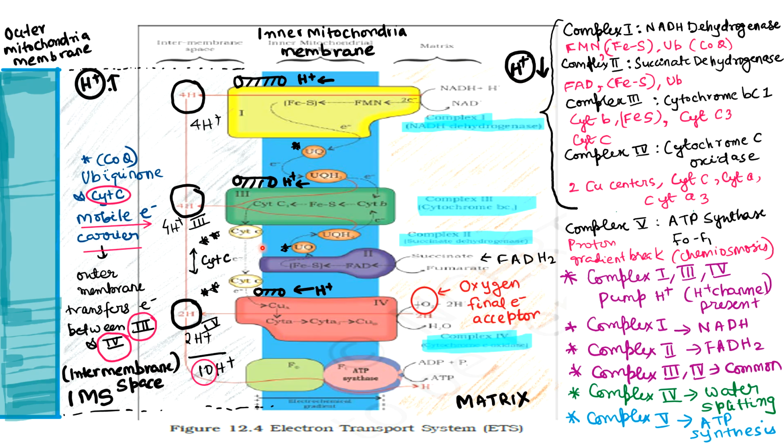And what about cytochrome C? That is very, very important. Cytochrome C is also a mobile electron carrier and it is present in the outer part of the inner membrane towards the inner membrane space, and it can shuttle the electrons between complex 3 and complex 4. Okay, so these are all the things you need to remember.